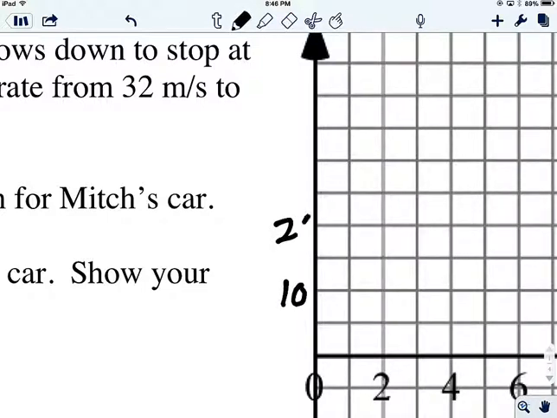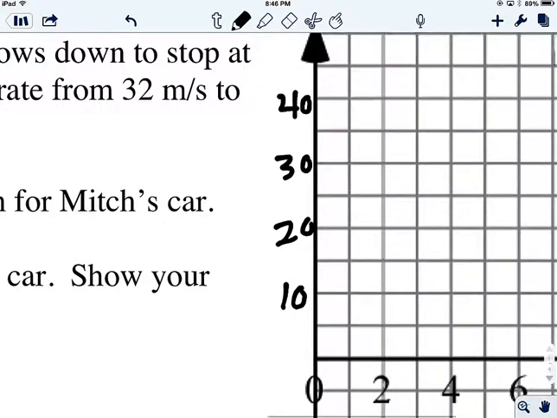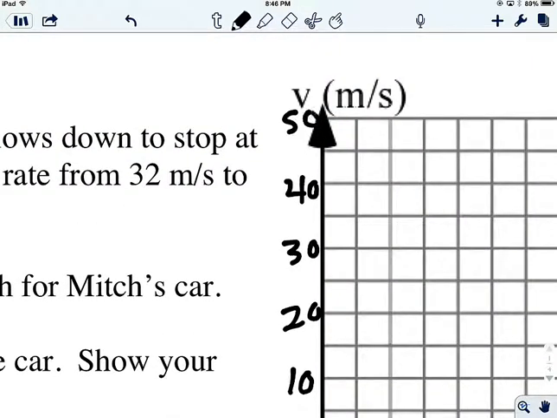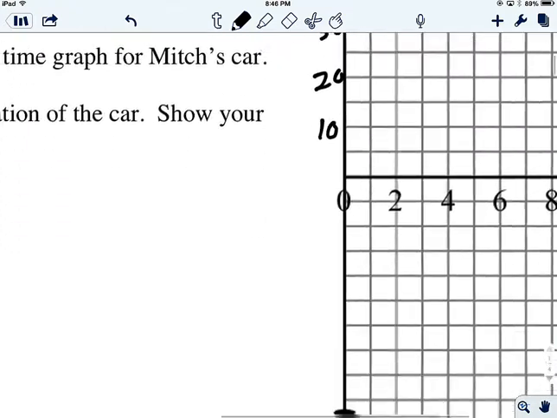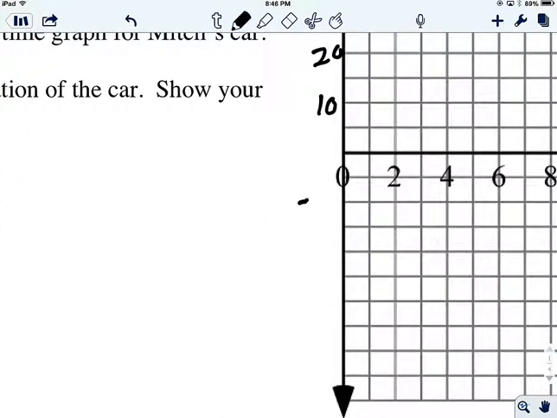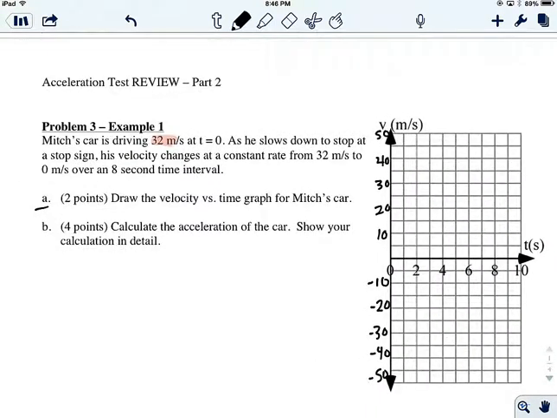10, 20, 30, 40, 50. Now technically we should also go ahead and label these as negatives too. Negative 10, negative 20, negative 30, negative 40, negative 50. Now our line's not going to go in there, but that's okay. Okay, so let's find our points now.